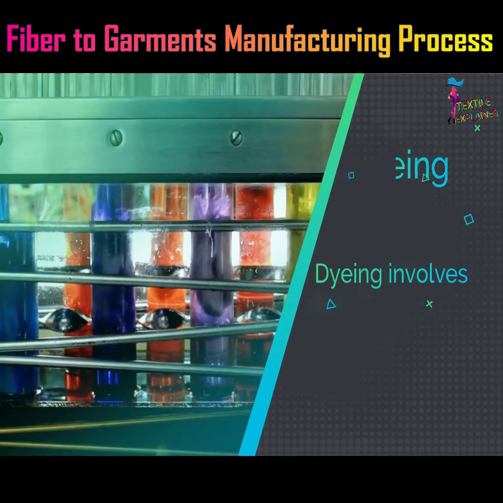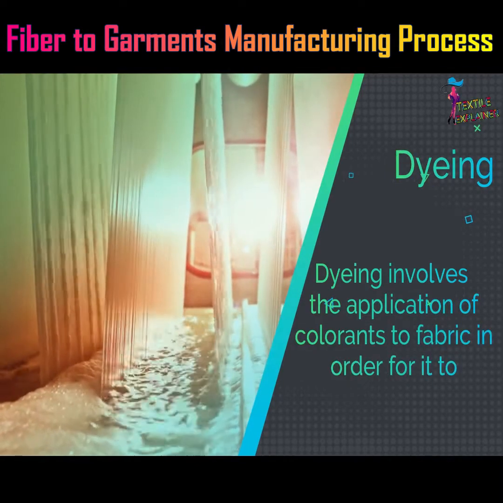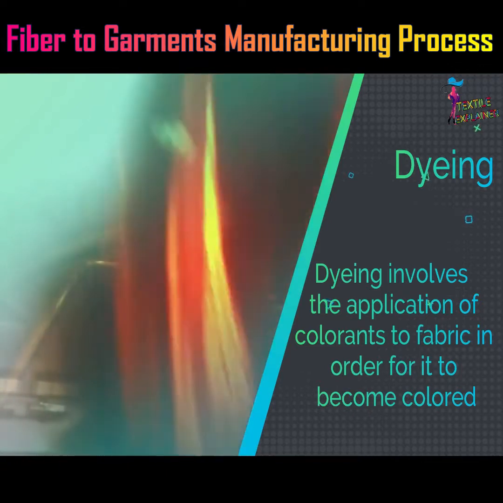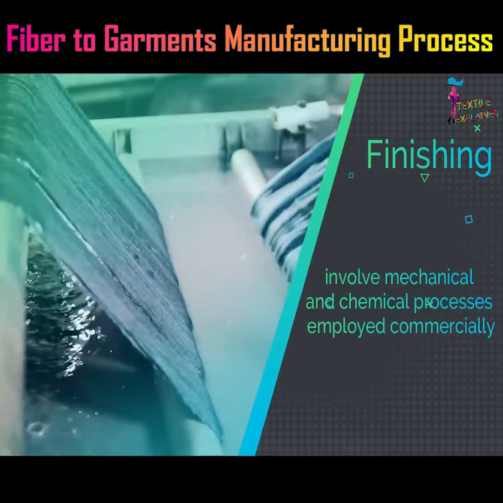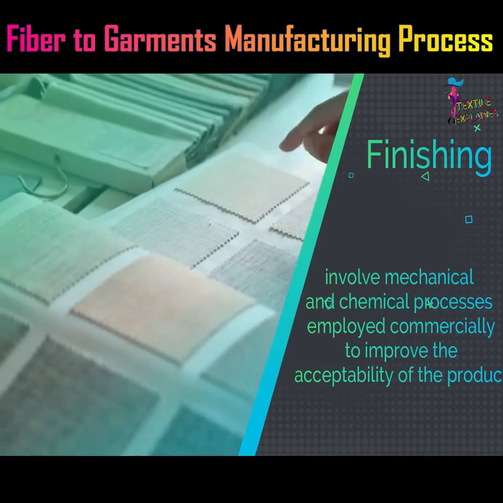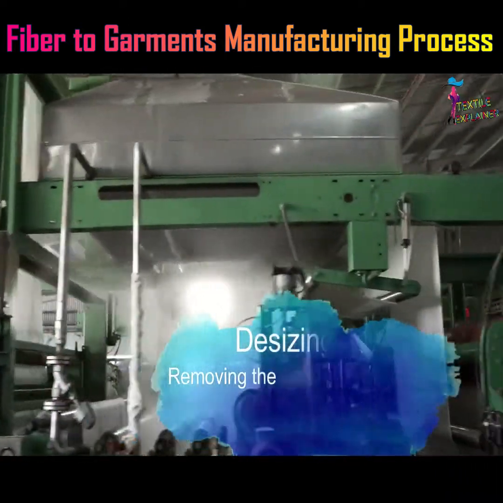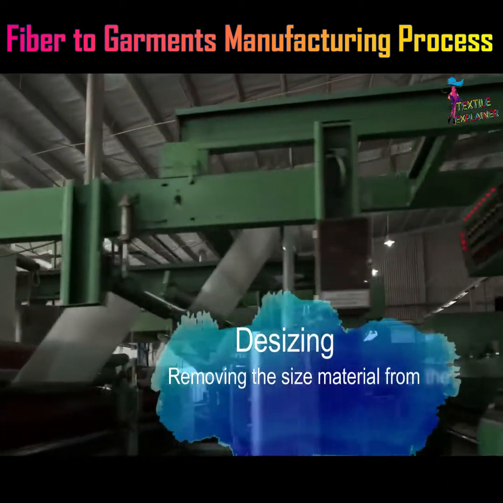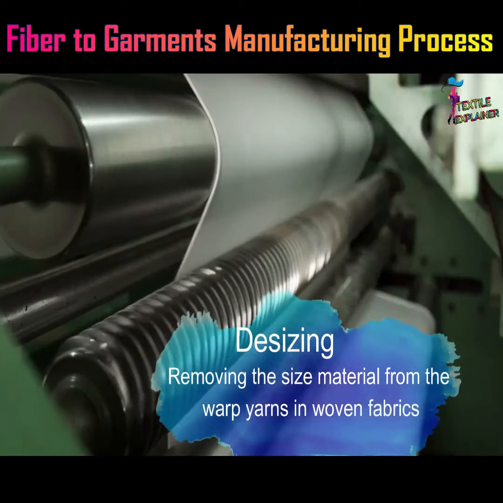Dyeing involves the application of colorants to fabric in order for it to become colored. Finishing may involve mechanical and chemical processes employed commercially to improve the acceptability of the product. Desizing. Desizing is the process of removing the size material from the warp yarns in woven fabrics.